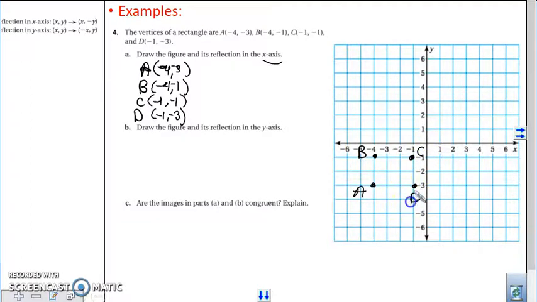Okay, I should have labeled these A, B, C, and D. All right. Man, I even have a tablet and I'm not doing good.